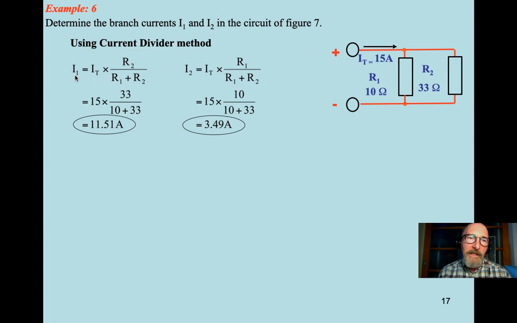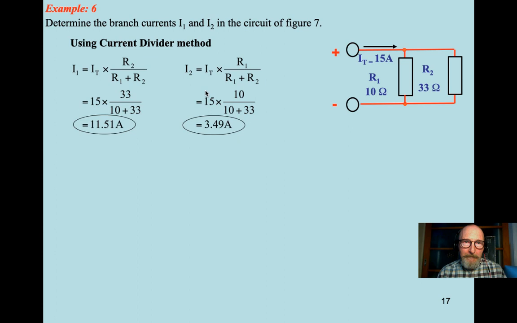It's complex to remember because you're remembering that you're using the opposite resistor on the top of the equation to get that first current. And the other problem in this is you can only work with two resistors. If you've got more than two resistors in the circuit, you can't use this particular method. So I'll just see where they're going with this.